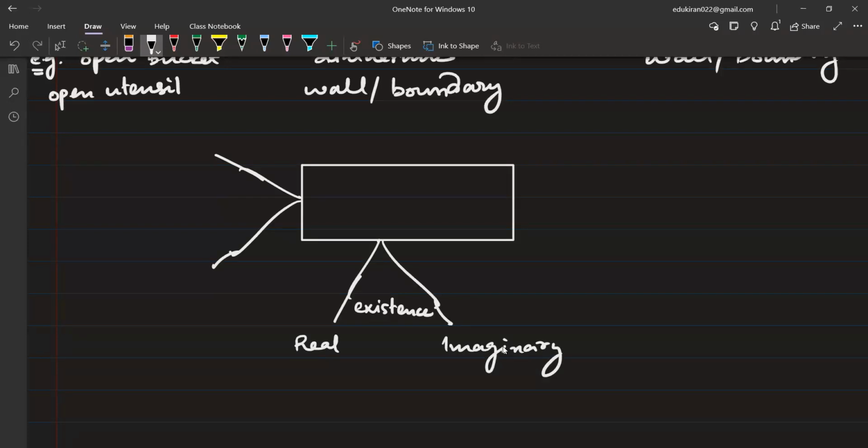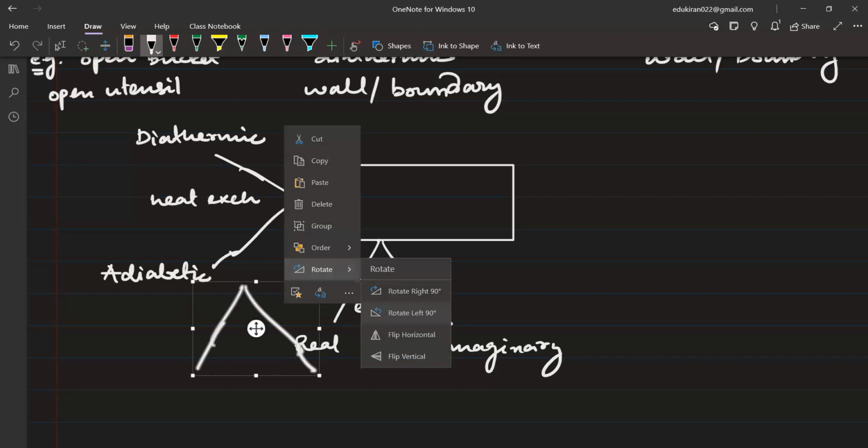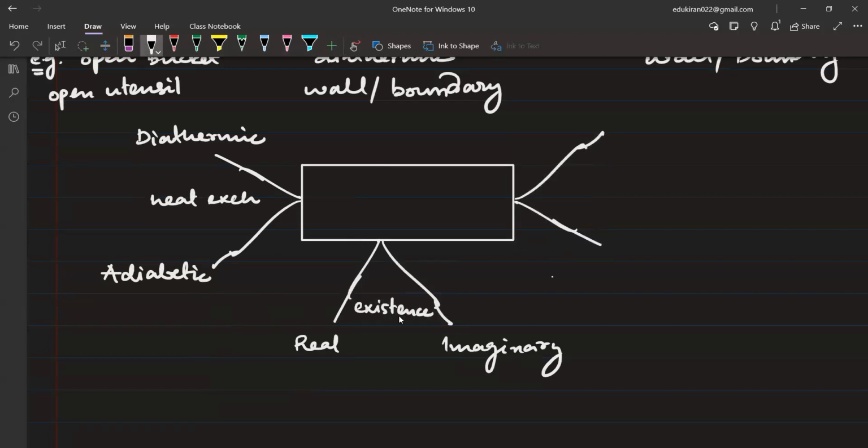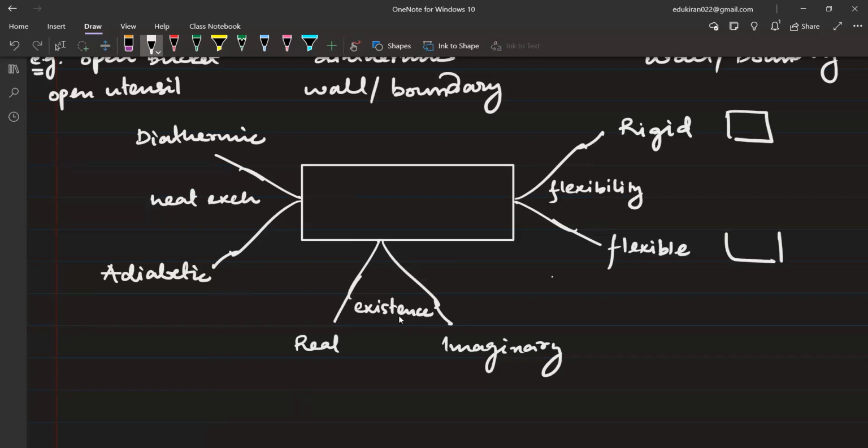If I classify on the basis of heat exchange, then it can be classified into 2 types. It will be either diathermic, which conducts heat, or adiabatic, which does not conduct heat. And if I classify on the basis of flexibility, then it can either be rigid, for example a box type of thing, or flexible. Flexible means you have some kind of piston here, and this piston can be moved up or down. So we can classify boundary in these different manners. Please let me know if you have any doubt till here.